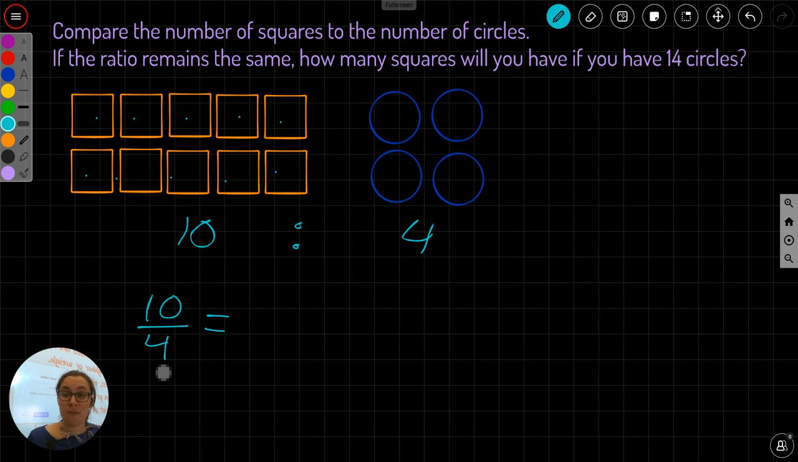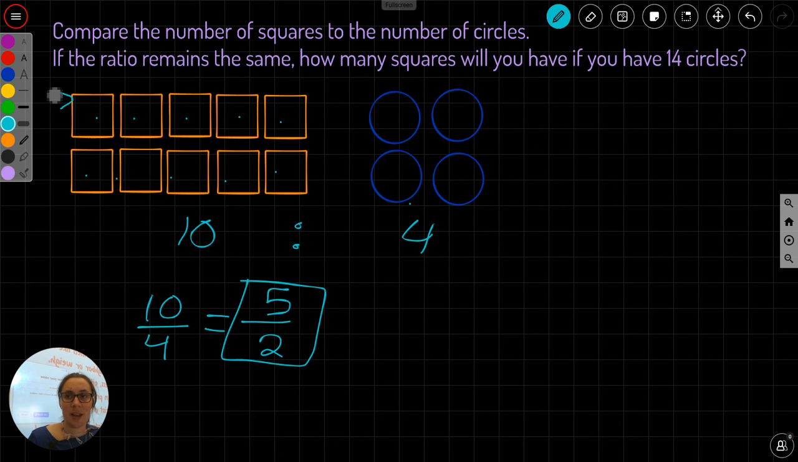Let's simplify. 10 and 4 have a common factor of 2, so we'll divide both top and bottom by 2, just like if we were dealing with fractions. Divided by 2, which equals, 10 divided by 2 is 5, and 4 divided by 2 is 2. So if I get rid of some of this extra junk, our ratio is 5 halves. That is our ratio of squares to circles, 5 halves.